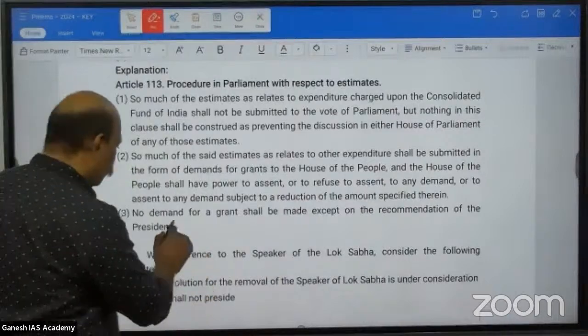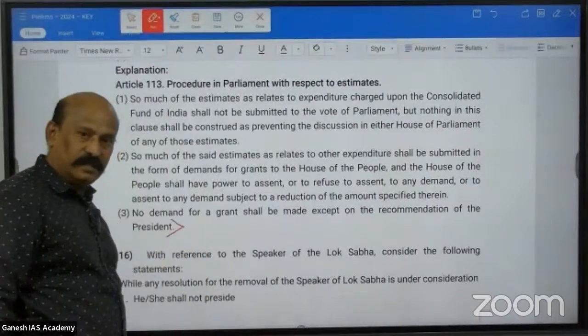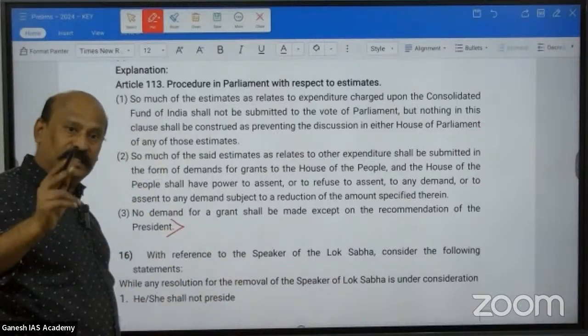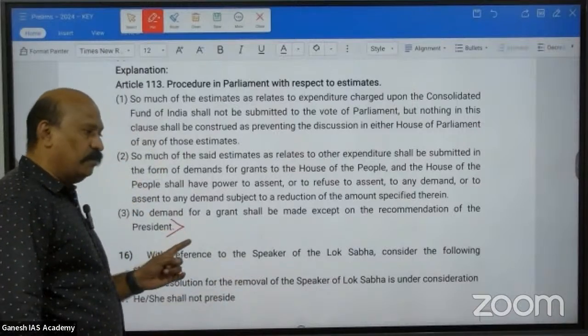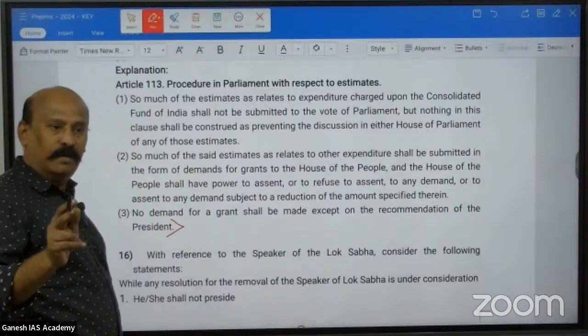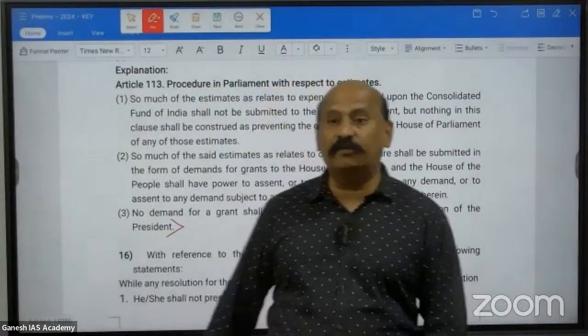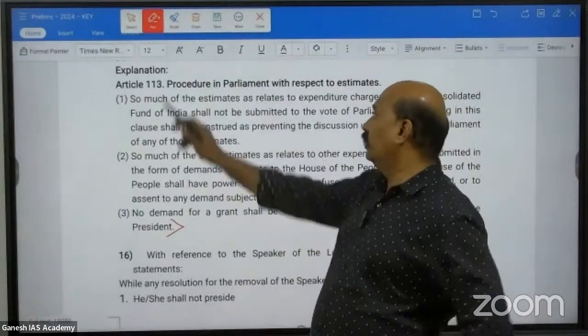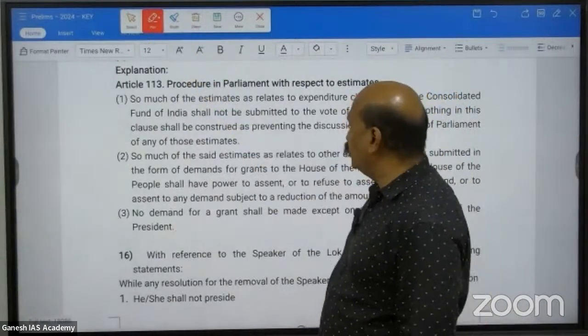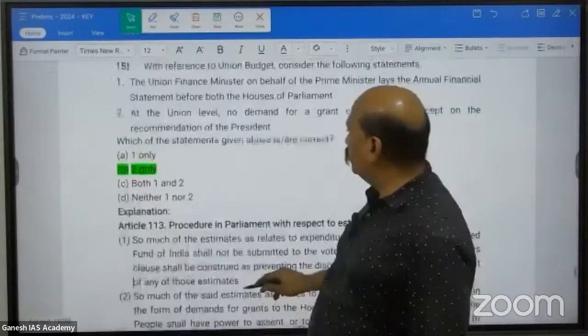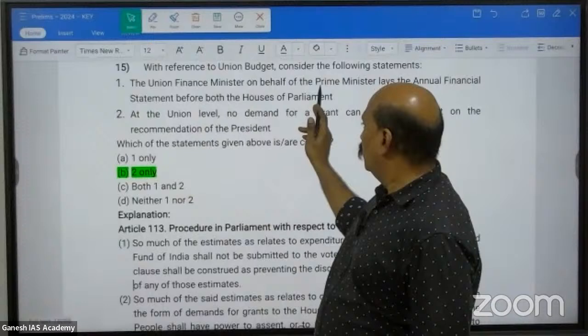This is because of the cardinal principle of parliamentary democracy. That is why the American Congress has the power to increase the demand, but the Indian Parliament doesn't have the power to increase any demand. It can only reduce through cut motions. So the executive must demand and the legislature must sanction. So therefore, when it comes to this question, the answer is only 2.